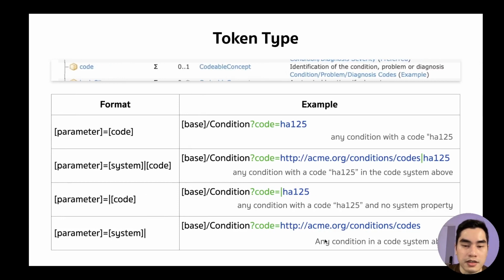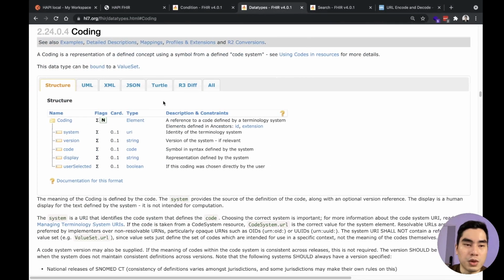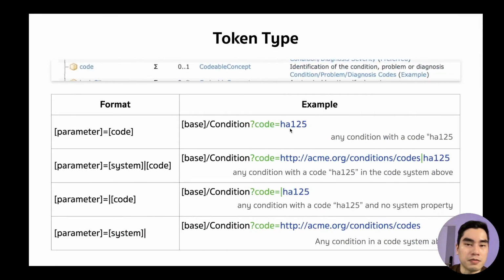So it's like an empty system. And for this one, you keep only the system, but you remove the code. So this means any condition that has this code system. So this is the token type. You may feel like it's a bit complicated, but if you work with the codable concept or identifier quite often, you will understand that it's nothing. Basically, most of the time we use this one: specify the system and specify the code for searching.